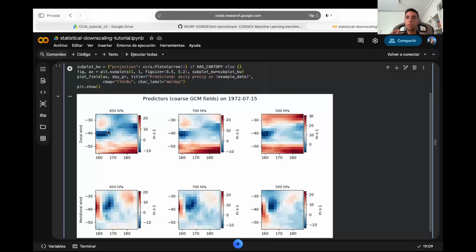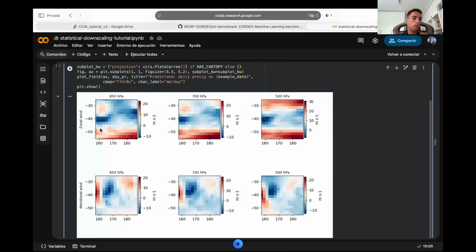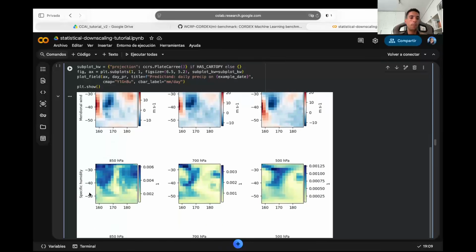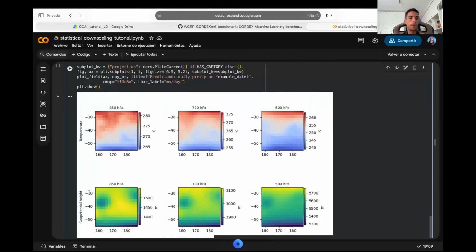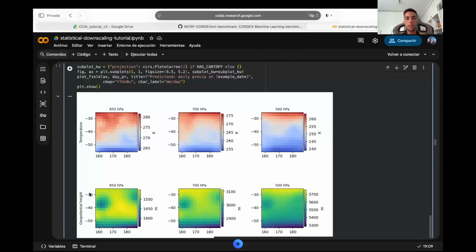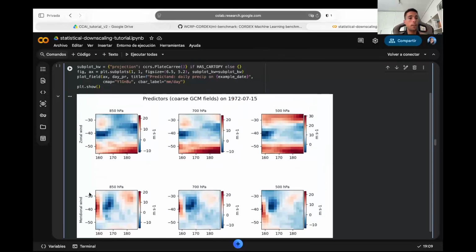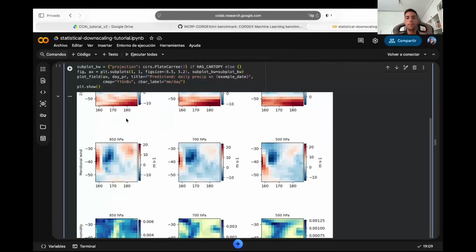Remember that we are focusing on New Zealand. We want to downscale precipitation on New Zealand. We have zonal wind, meridional wind, specific humidity, temperature, and geopotential height. So again, what we can see here is the low spatial resolution. You can see how we don't have that many values for such a large area.